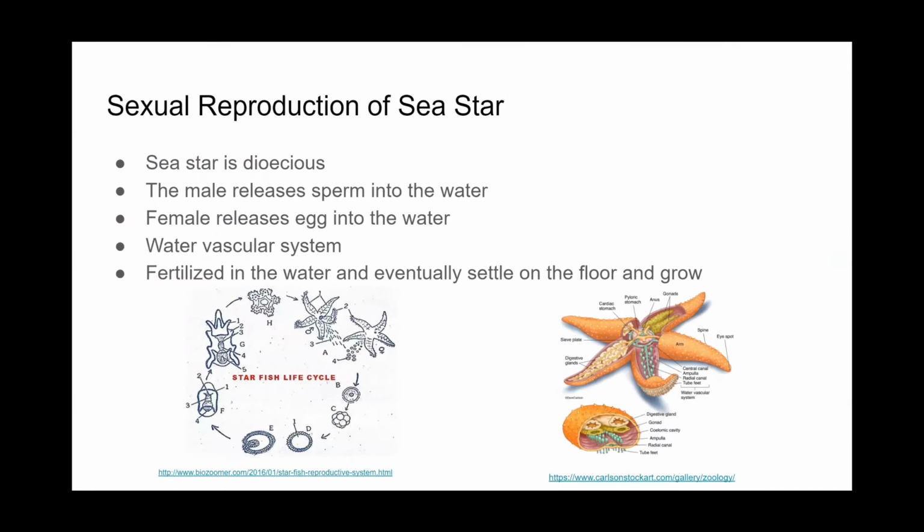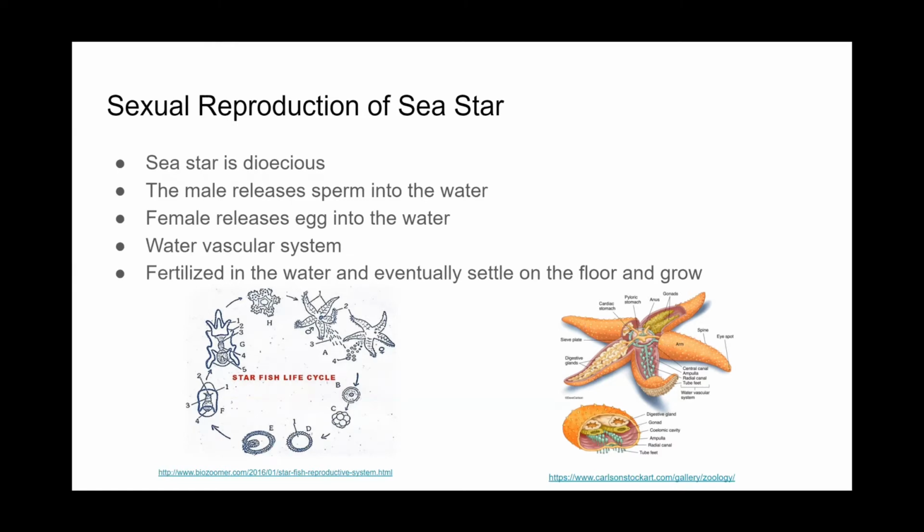It can reproduce sexually or asexually. The first way is sexual reproduction. This involves a male and female sea star. The sea star is dioecious, meaning there are male and female versions of it. The male will release sperm into the water, and the female will release her eggs into the water, where they will both meet and become fertilized.